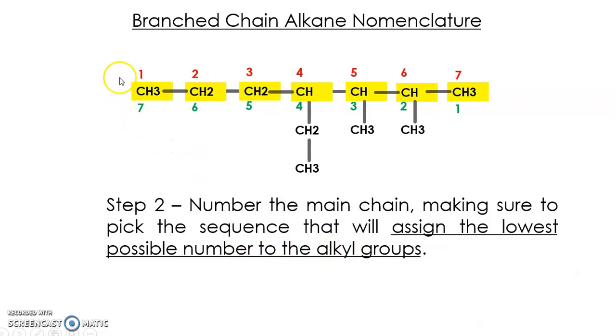If we start counting from this side, you're going to see that this alkyl group ends up in number 4. This one ends up in number 5. And this one ends in number 6. But if I start counting from this side, this one ends up in 2 instead of 6. This one in 3 instead of 5. And this one ends up in the same number. So, because this sequence over here assigns the lowest possible number to the alkyl groups, then we're going to pick this one.